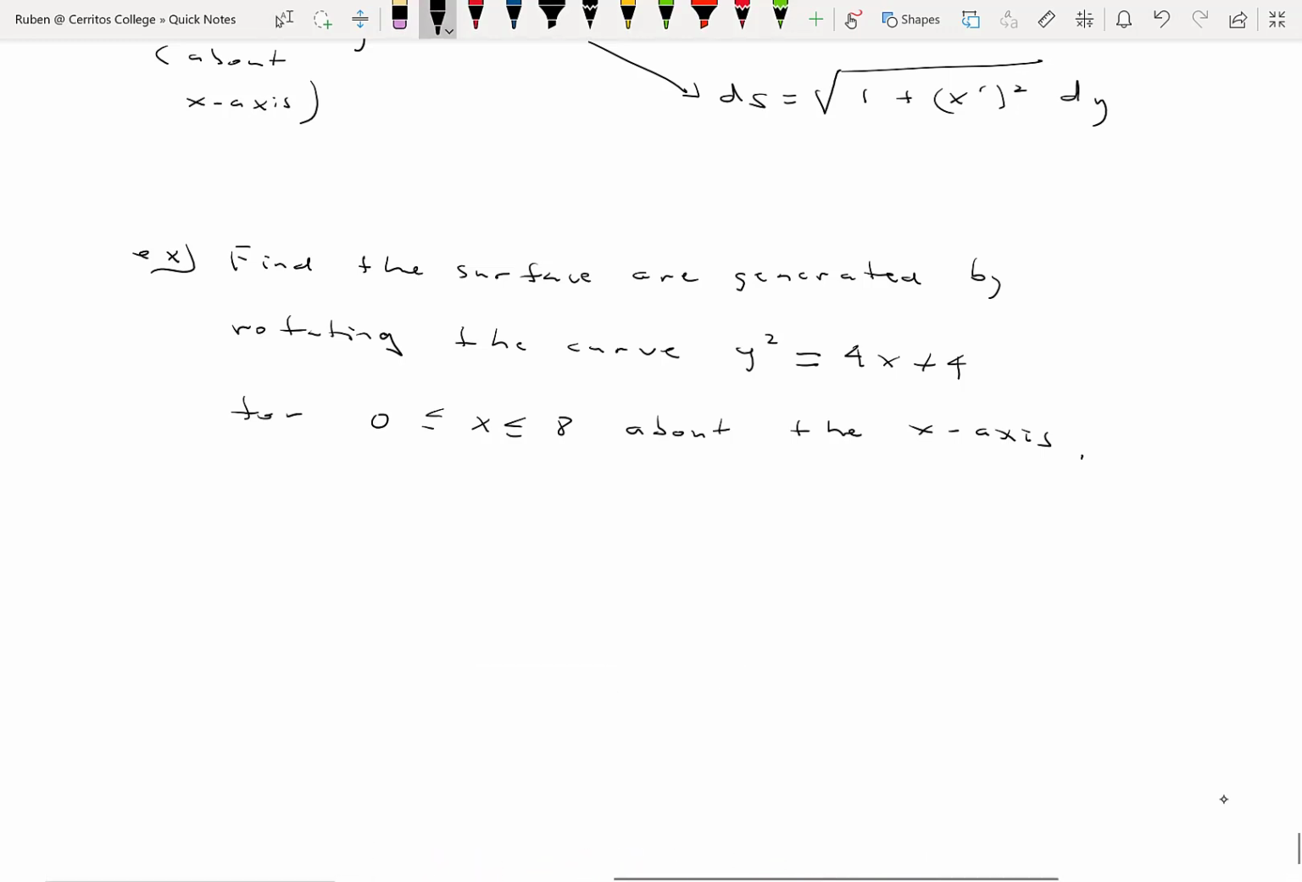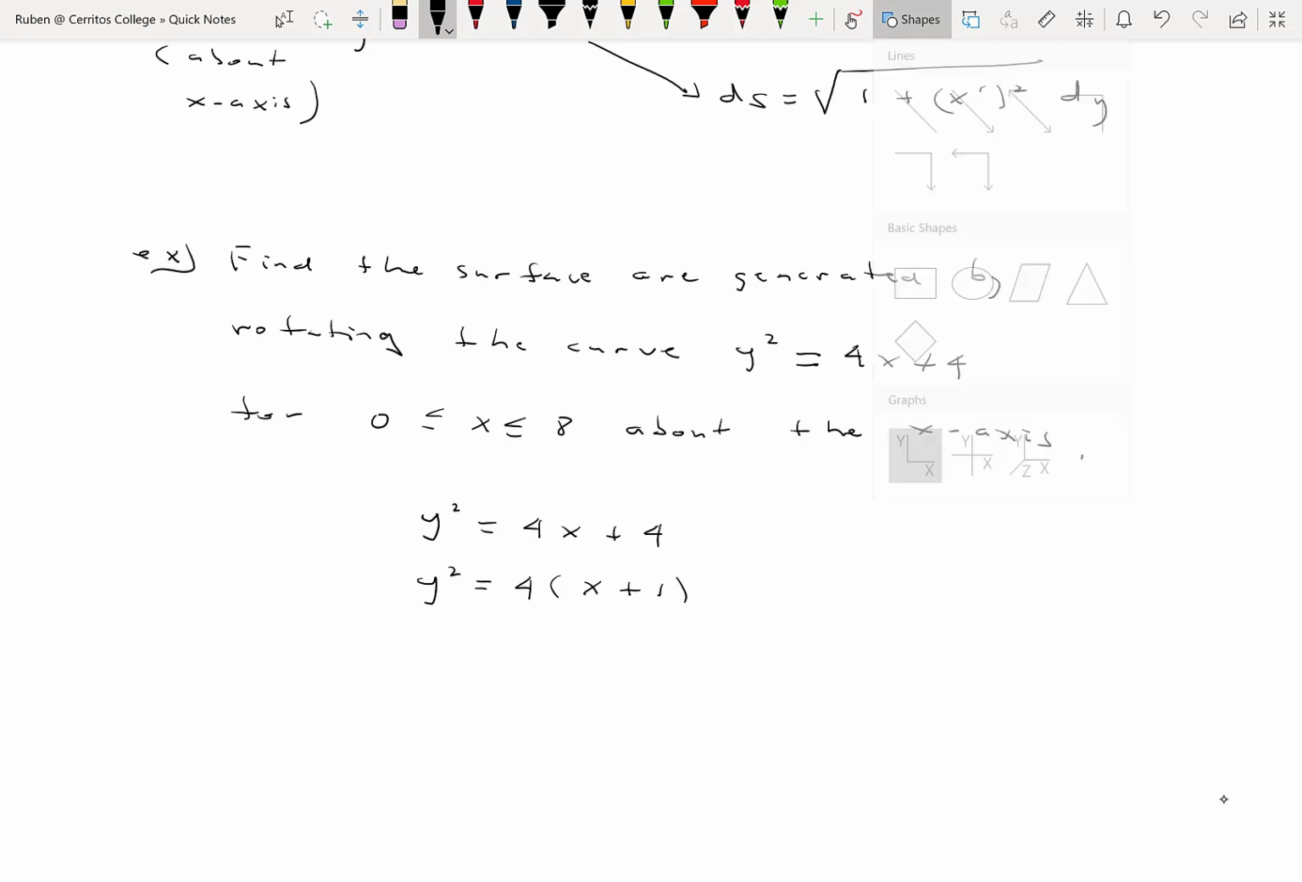The curve is given by y squared equals 4x plus 4. Do you remember what that looks like? Well, you might have forgotten. It's been a little while since you had pre-calc. But this is almost a standard form of a parabola that opens to the right. If we factor out the 4, we actually get the standard form. So let's take a look at a really rough graph of this thing.